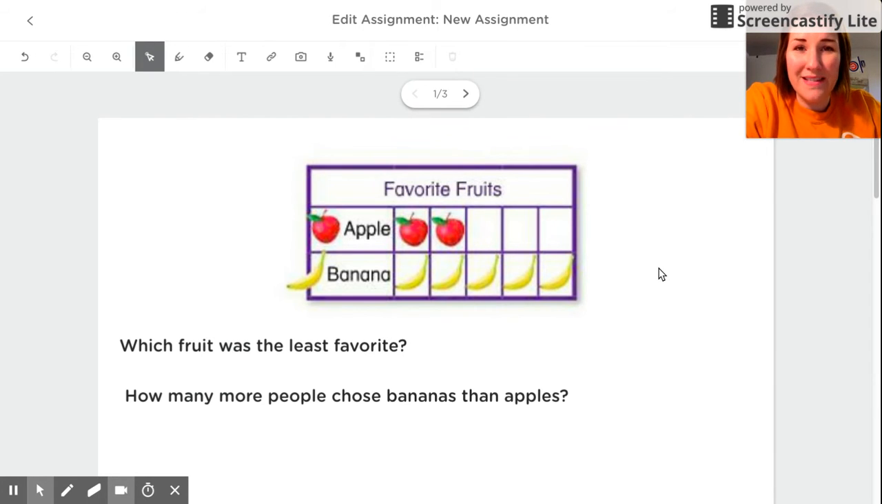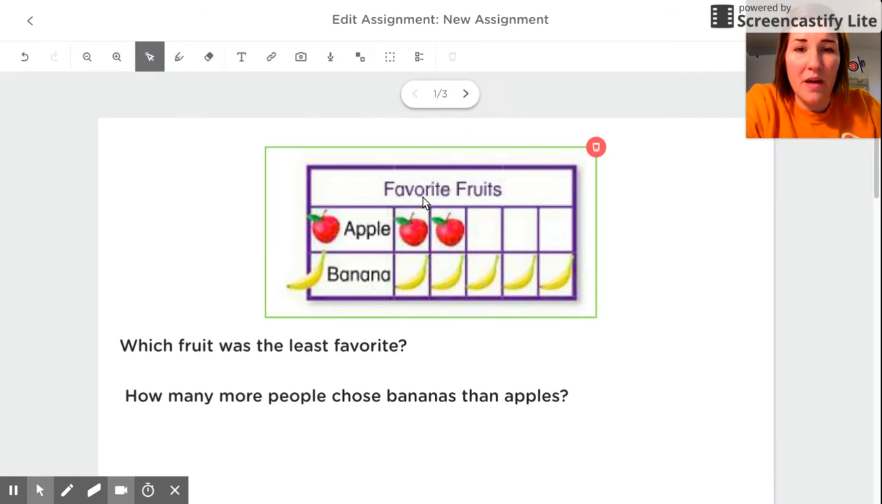So when we talk about data, what we're looking at is what information does the graph give us. This specific graph is looking at people's favorite fruits. And we can tell that because up at the top, there is a heading or a title to the graph. That title at the top is like a label that tells us what information this graph is giving us. So this particular pictograph is going to give us information about people's favorite fruits.